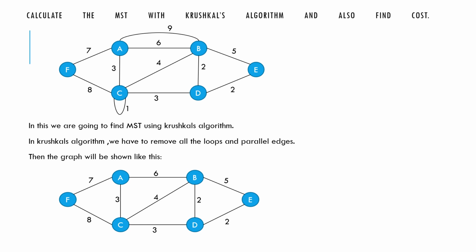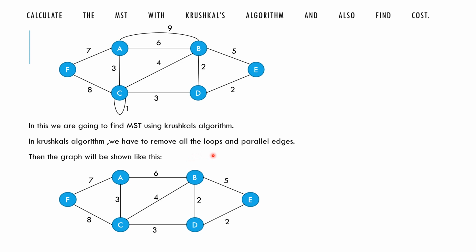And now we have to calculate the MST with Kruskal's algorithm and also find its cost. In this we are going to find the minimal spanning tree using Kruskal's algorithm. In Kruskal's algorithm we have to remove all the loops and parallel edges. Then the graph will be shown like this.